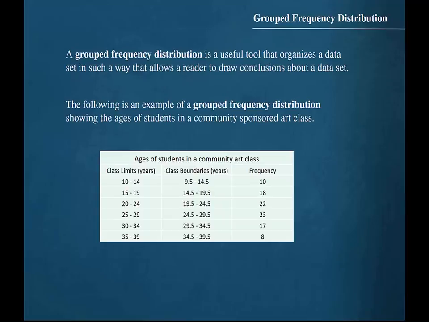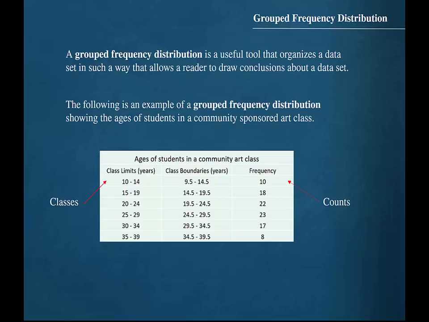The following is an example of a grouped frequency distribution showing the ages of students in a community-sponsored art class. The first column gives us the lower and upper limits for each class. Any student in the class between the ages of 10 and 14 would belong in the first class. Any student between the ages of 15 and 19 would belong in the second class, and so on.